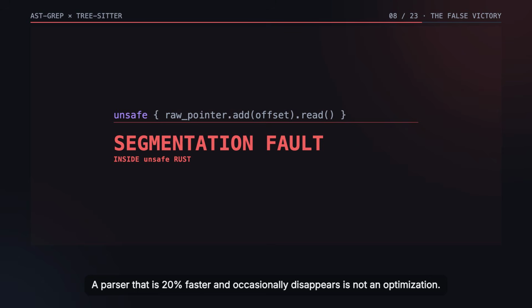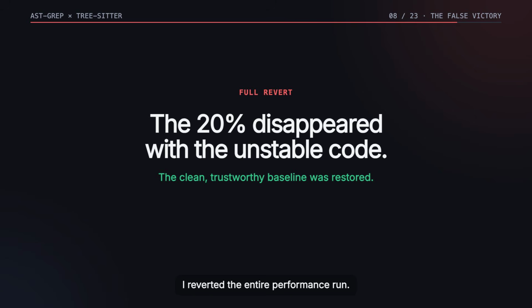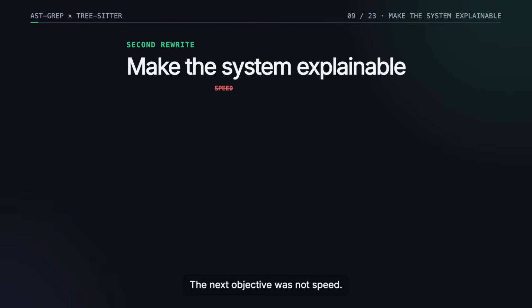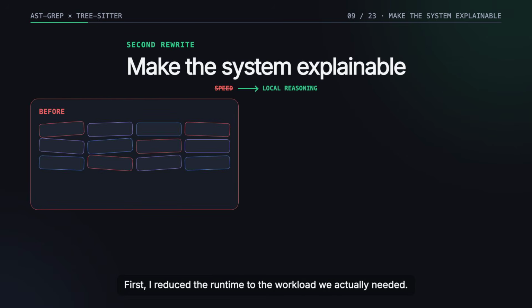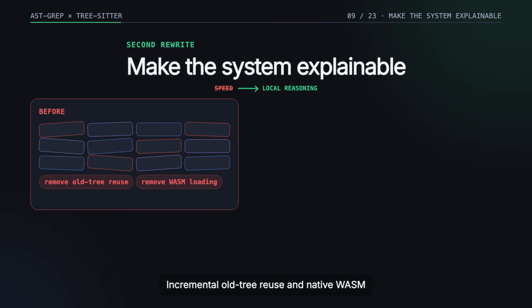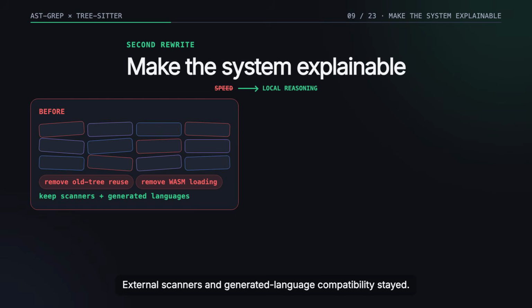A parser that is 20% faster and occasionally disappears is not an optimization. I reverted the entire performance run. The 20% disappeared with it. The next objective was not speed. It was local reasoning. First, I reduced the runtime to the workload we actually needed. Incremental old tree reuse and native WASM grammar loading left the hot implementation. External scanners and generated language compatibility stayed.